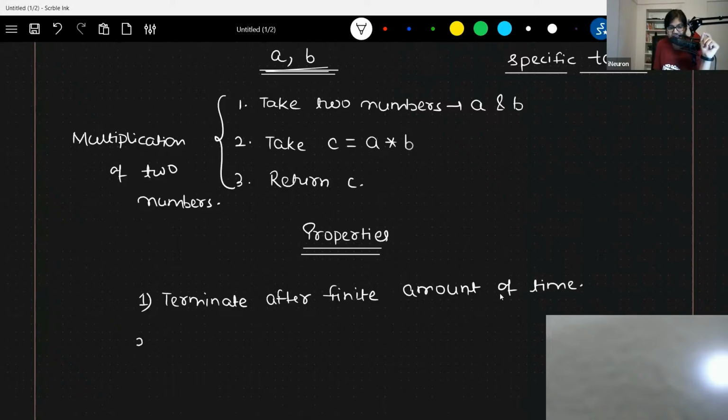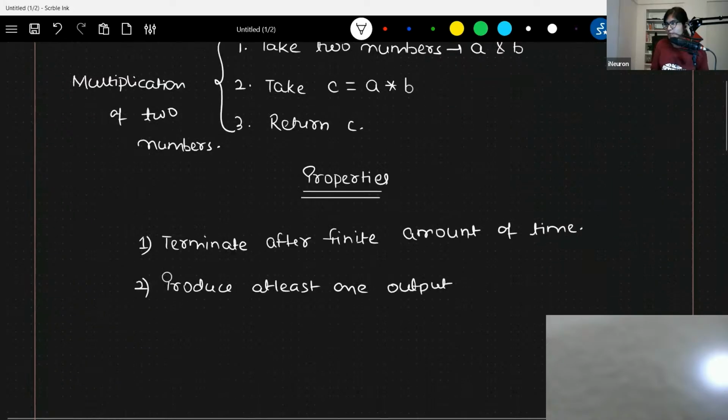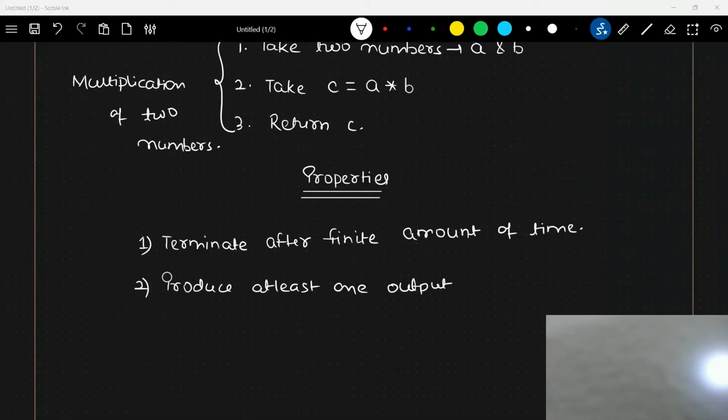Fine. The second important property is that once it gets terminated, it should produce at least one output. Your code or your algorithm should produce at least one output. You can expect more than one output as well, but obviously you are writing the code, you are writing an algorithm. What's the reason behind that? You want some specific output, right? For example, here I have written the code for multiplication of two numbers. So what I want is the result as a multiplication of A and B. So our code should produce at least one output here, right?